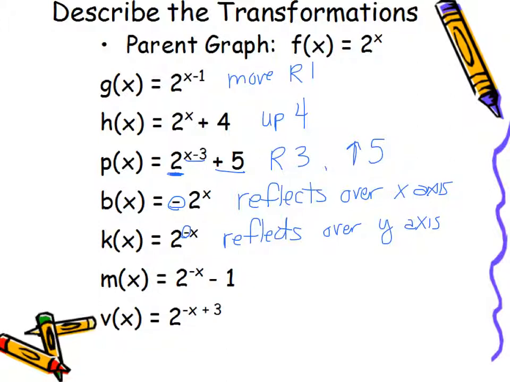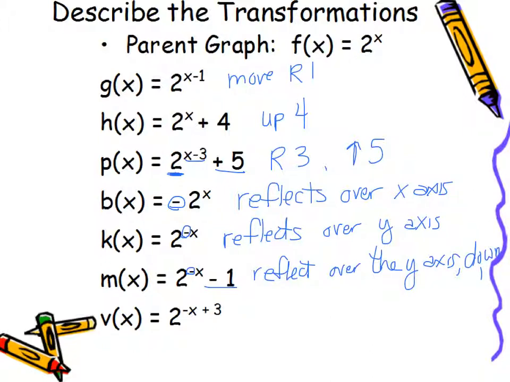So then on m of x here, it's got a couple things going. It's going to reflect over the y. And it also has this -1, which is going to take it down 1.